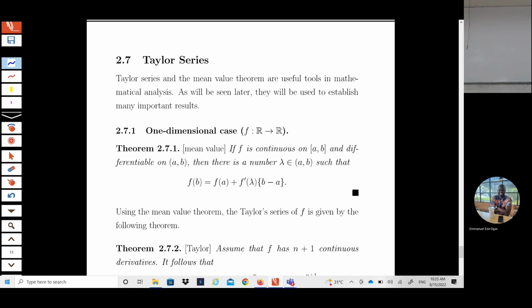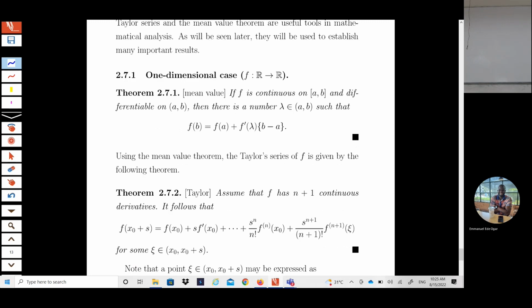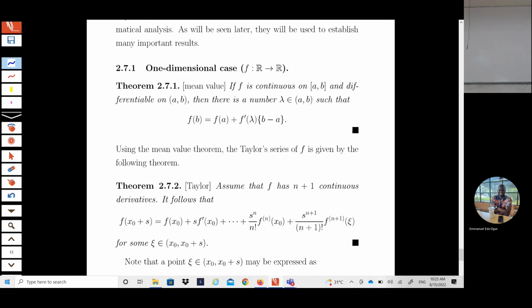Now we look at the Taylor series in the one-dimension case first. So in the one-dimension case, f maps R to R. F is a real-valued function of a single variable. In this case, we come up with the mean value theorem, which is a special form of a Taylor series.